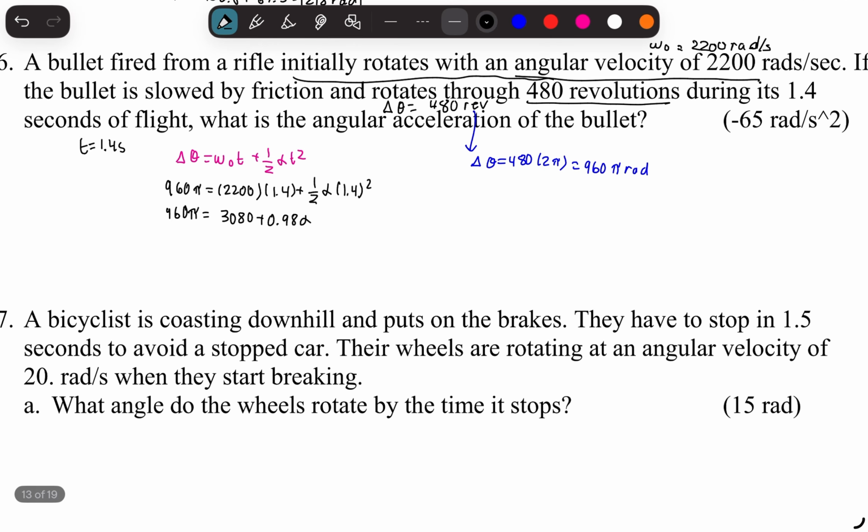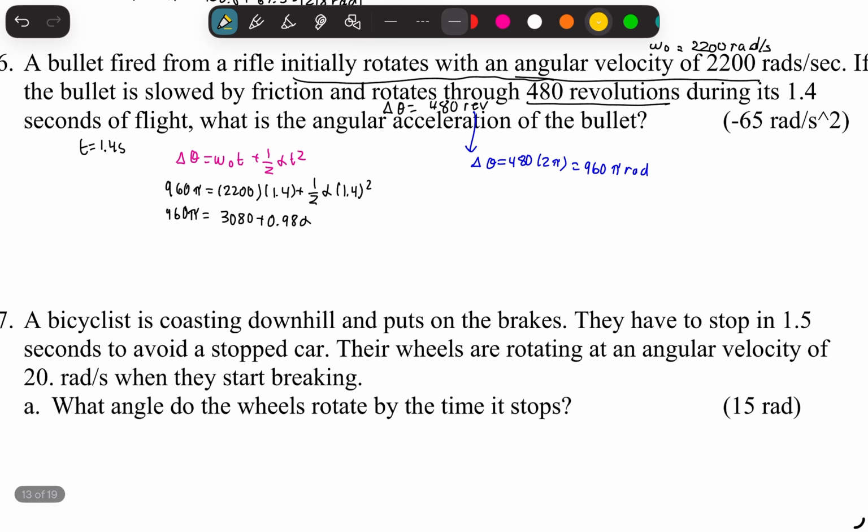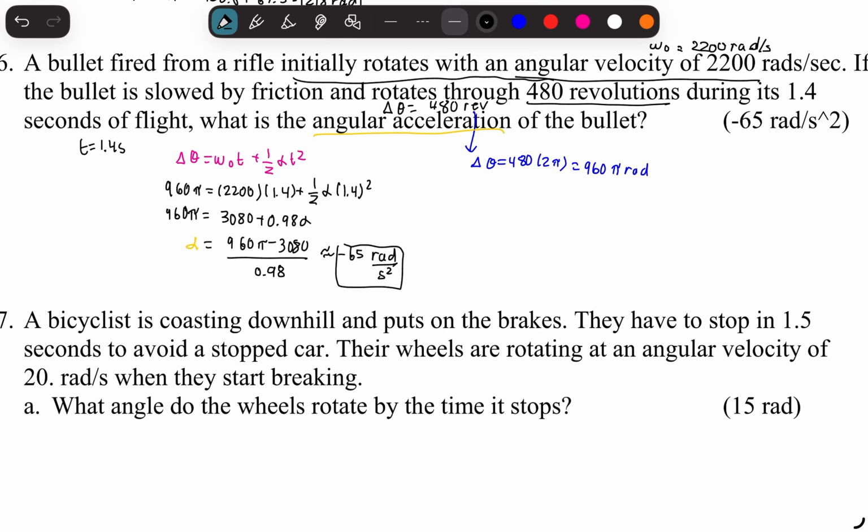So we need to solve for angular acceleration. So our angular acceleration is going to be 960 pi minus 3,080 divided by 0.98 after doing some algebra. And then if you just plug this into your calculator, this is approximately going to be negative 65 rad per second squared. That's going to be your angular acceleration.